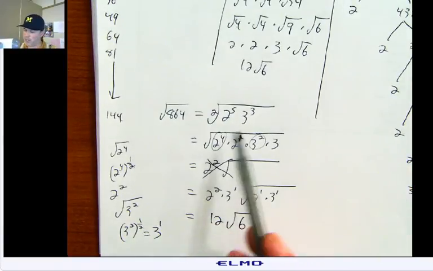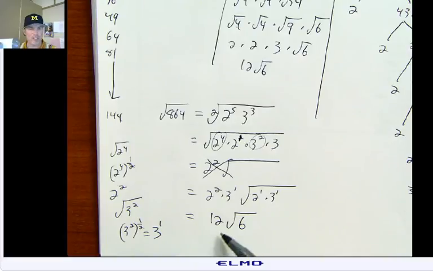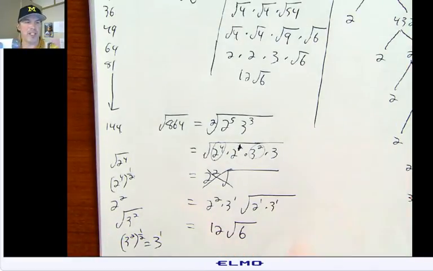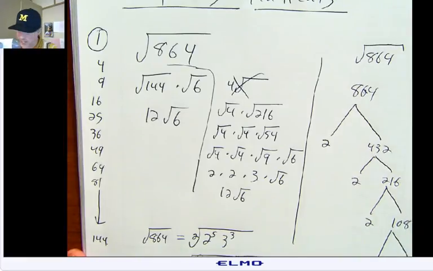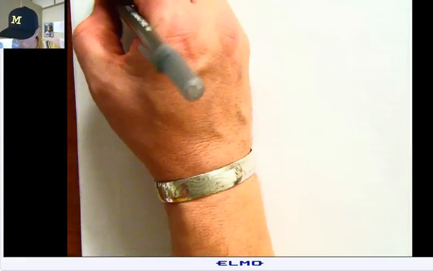This technique might be a little confusing to look at right now, but this is the technique we're going to have to use with variables later on in my lesson. So, all right, that was example 1, square root of 864. Example 2, let's move into cube roots.